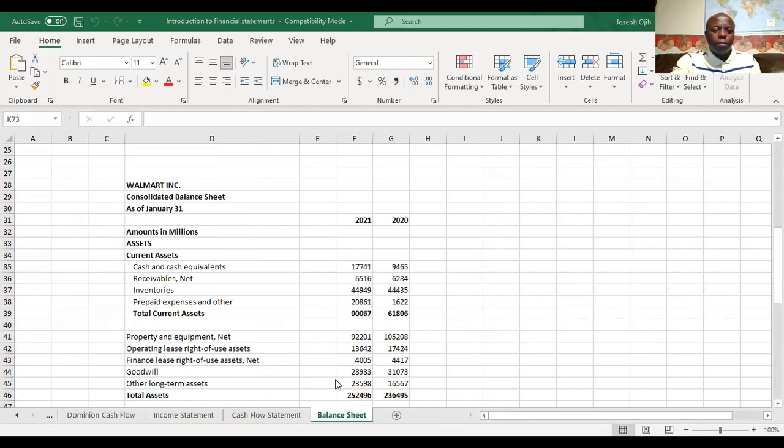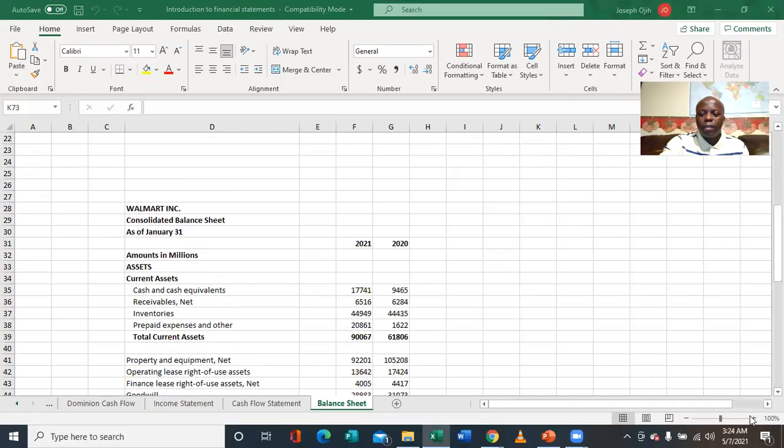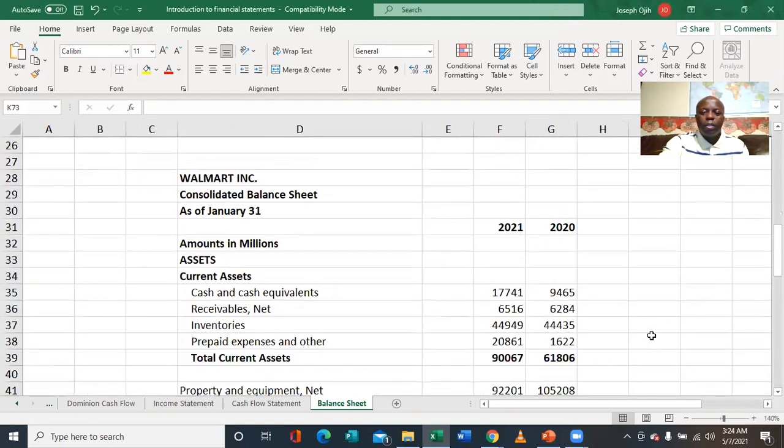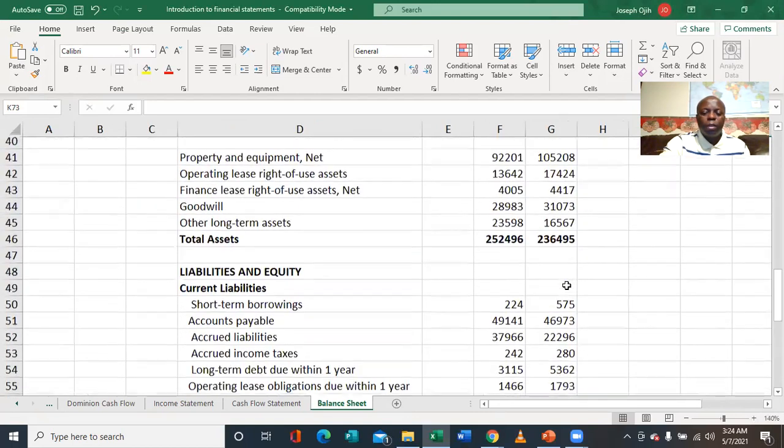Now it says this is 2021, 2020. Let me make sure you're seeing this. Yep, 2021, 2020. So I'm going to make it bigger so you can see it better. Good. We are looking for the current ratio for Walmart in the year 2020. So I'm going to take you here.